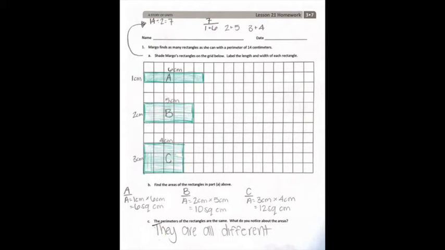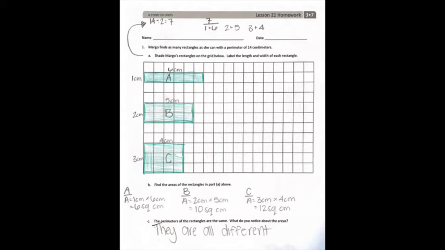Margot finds as many rectangles as she can with a perimeter of 14 centimeters. Shade Margot's rectangles on the grid below, label the length and the width of each rectangle. So first what I did, and I showed my work with that arrow above, is I divided 14 by 2 to get 7, and then I found all the different ways that I could add up two numbers to get 7, and those would be my length and the width. So I got 1 plus 6, 2 plus 5, and 3 plus 4. Those became my rectangles A, B, and C. As you can see, I drew them with the side lengths of 1 centimeter and 6 centimeters, 2 centimeters and 5 centimeters, and 3 centimeters and 4 centimeters.